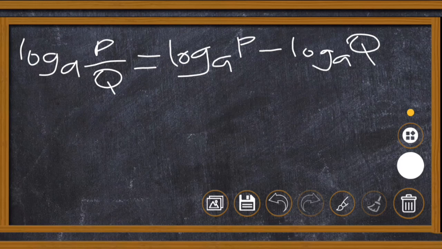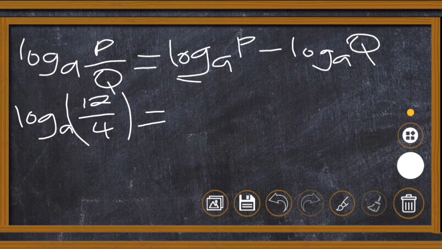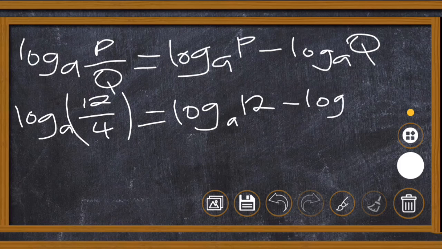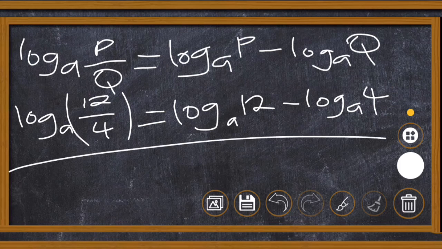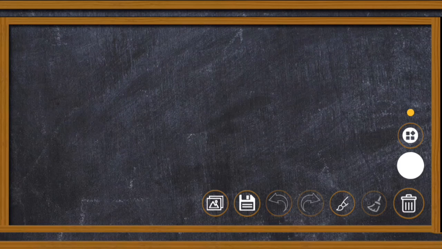Let's look at an example. Let's say you have log base a of 12 divided by 4. Writing this in this form, this is the same as log base a of 12 minus log base a of 4. So this is basically how we convert them. Apart from that, let's also look at the power rule.